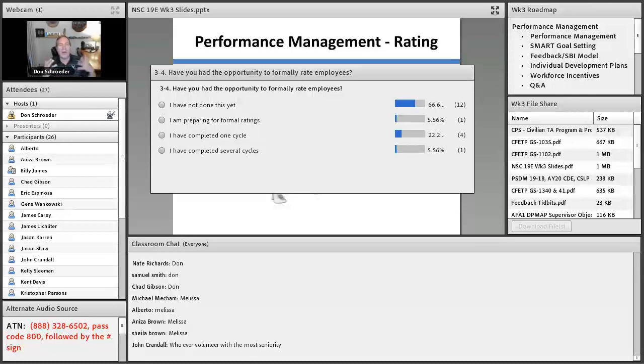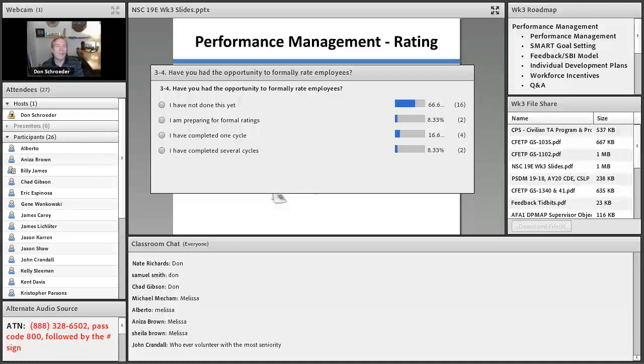So what you got? Quite naturally, I would submit that our majority in here is probably at or close to I've not done this, if you happen to supervise people that are in DP MAP, but maybe you're not supervising yet. So it looks like our majority is 14, I've not done this yet. In second place, we've completed one cycle. Okay, and then we've got a couple folks on each end that have said I'm preparing for it, and the other said, I have done this a lot, right?